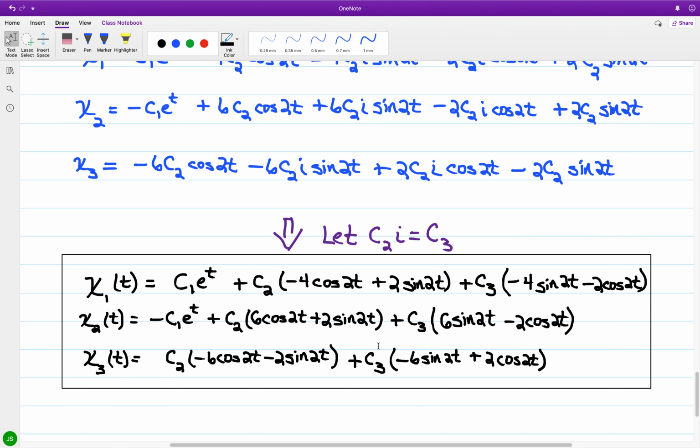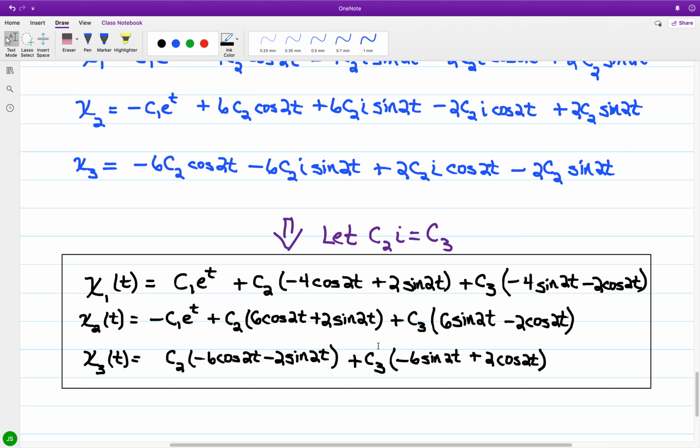we can write the general solutions for x of 1, x of 2, and x of 3 in one way. For x of 1, we have c1 times e to the t, plus c2 times the quantity of -4 cosine of 2t plus 2 sine of 2t. And what was originally attached to c2 and i, we just rewrote as c of 3. And here we have times the quantity of -4 sine of 2t minus 2 cosine of 2t.